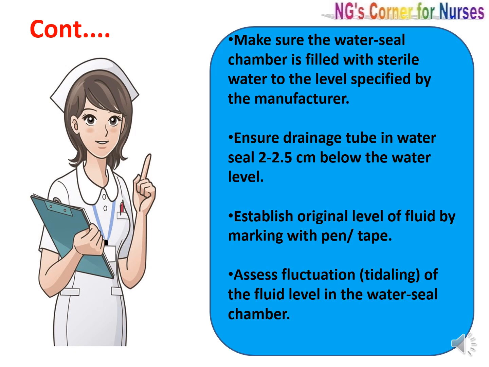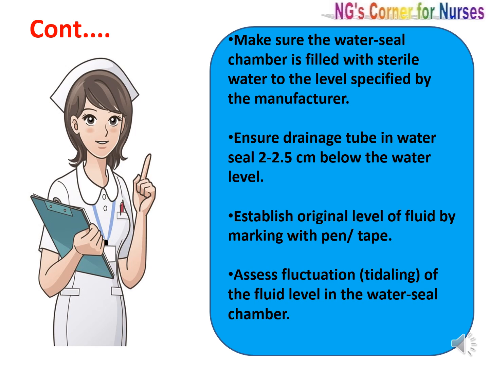Next, ensure drainage tube in water seal is 2 to 2.5 centimeter below the water level. If the tube is not deep enough, there is a chance of air entry from the bottle to intrapleural space. That's why we have to ensure the drainage tube in the water seal should be 2 to 2.5 centimeter below the water level. Next is establish original level of fluid by marking with pen or tape because it provides a baseline for the measurement of fluid drainage.